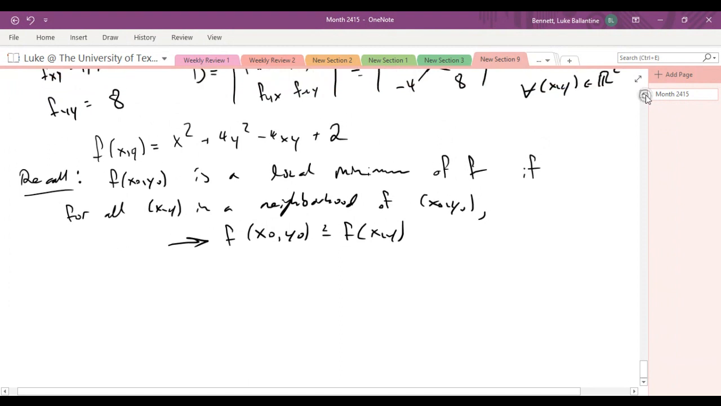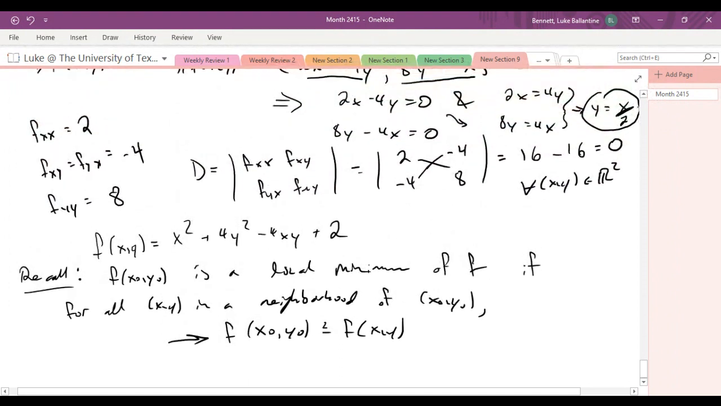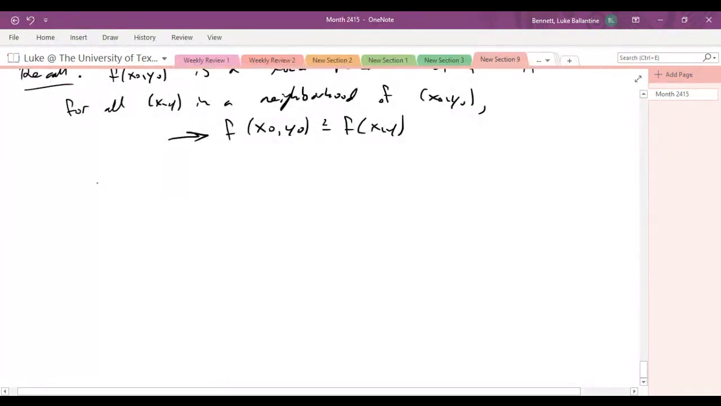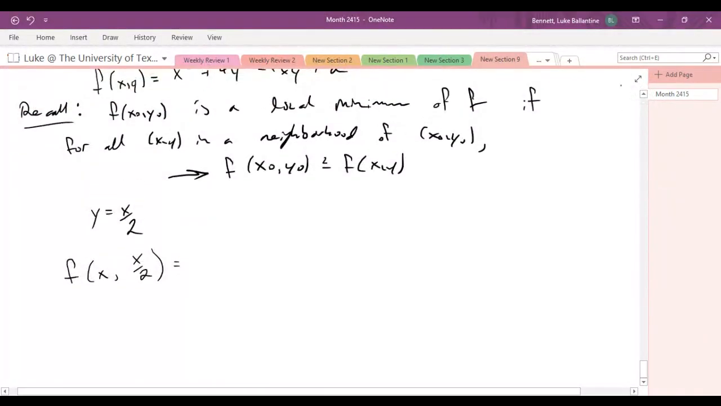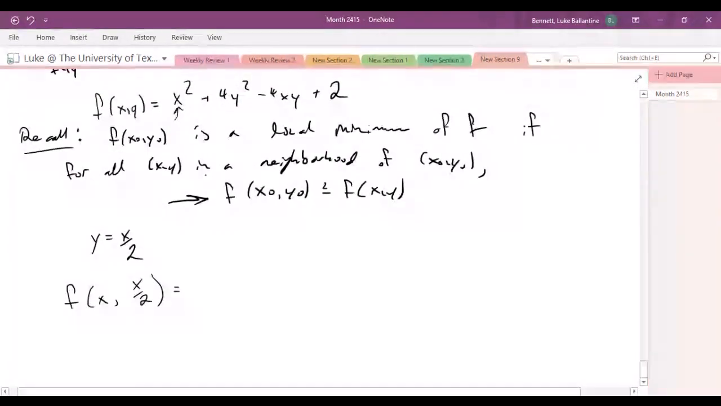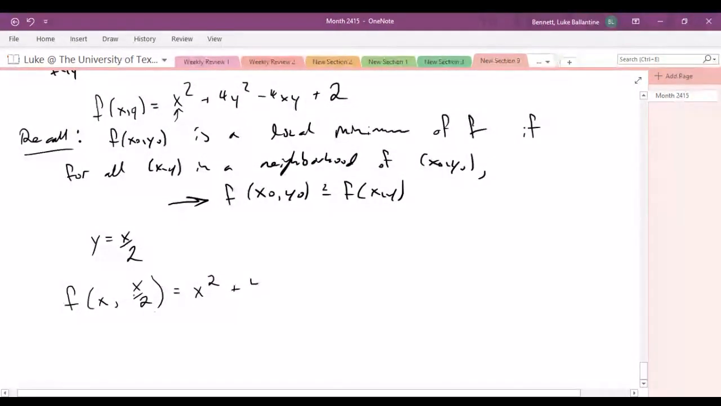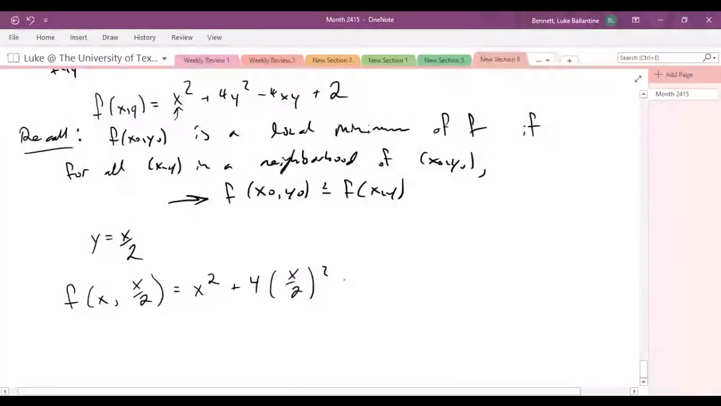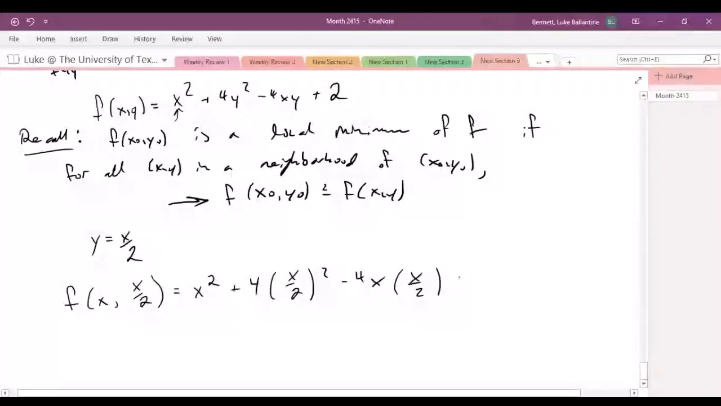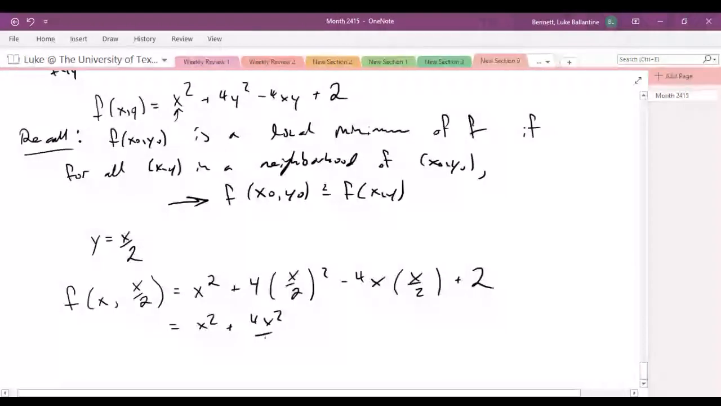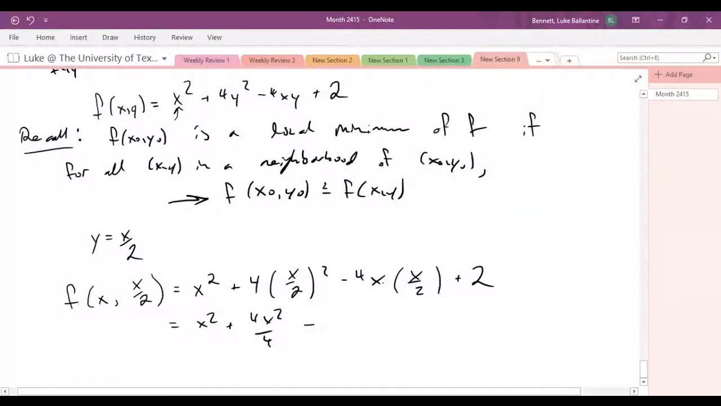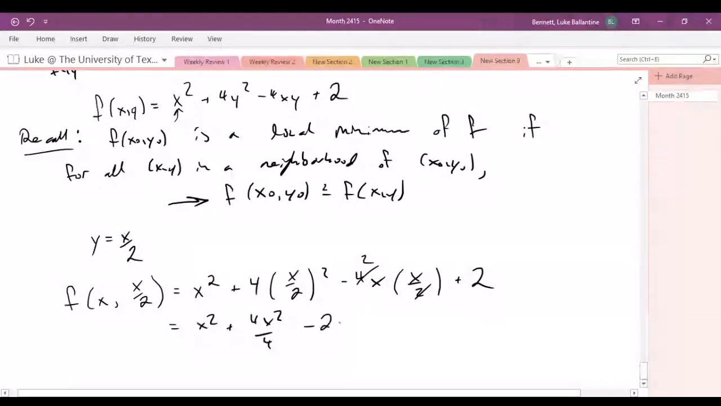Okay, so what's our (x₀,y₀)? Well, if x is x, we have y equals x over 2 as well. So then we'll have f(x, x/2). What is this equal to? Well, you just plug in. x is x, so this is x², plus 4 times (x/2)², minus 4x times x/2, plus 2. So we get x² plus 4x²/4 minus 2x² plus 2.